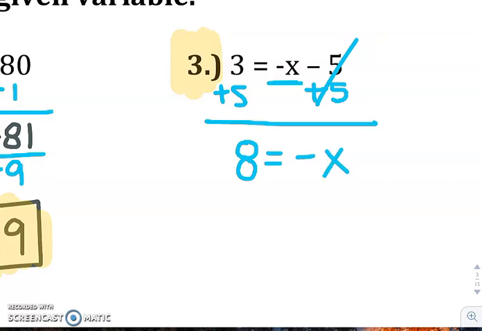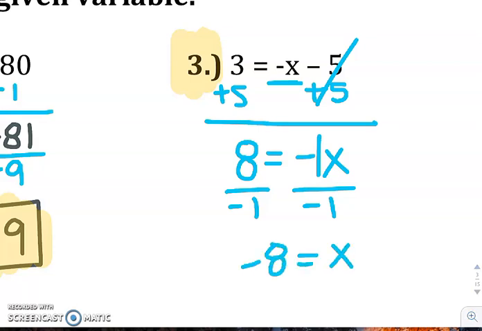equals negative x. So when you guys have a negative x, we haven't solved for x yet. We've solved for a negative x. We're trying to solve for just x. So really, this is a negative 1x. So to get rid of that negative 1, if it's a negative times, they're right next to each other, you can just divide both sides by negative 1. 8 divided by negative 1 will be negative 8. So x equals negative 8.